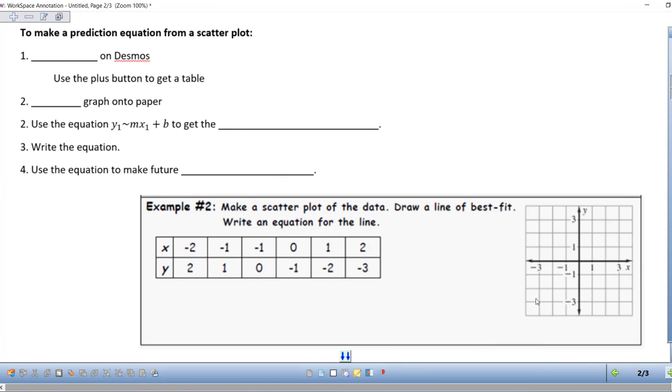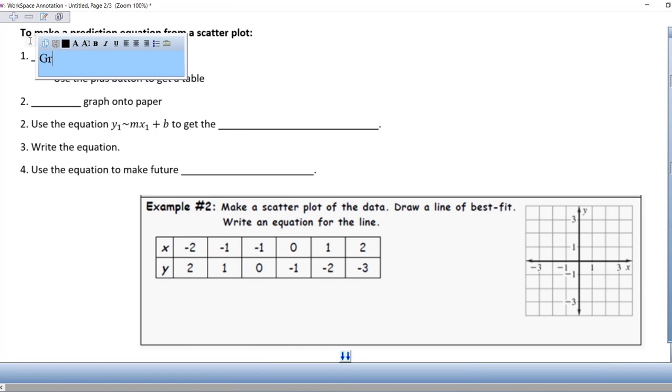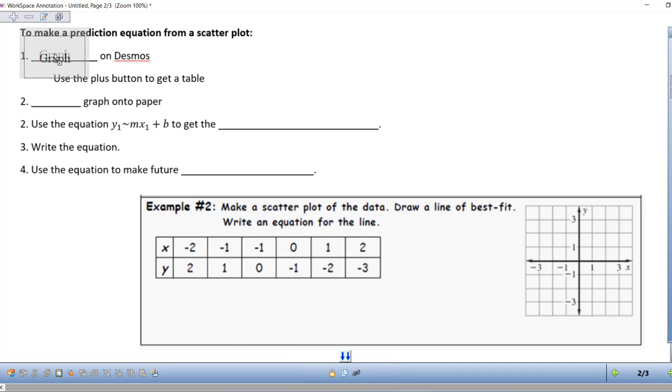Okay. Next, we need to know how to make a prediction equation from a scatter plot. And thankfully, Desmos is a great tool that will help us with this and make our lives a little bit easier. So the steps for getting this equation would first be to graph on Desmos. We can do that by using the plus button to get a table. I'll show you that in just a moment. After we graph it, then we would copy the graph onto our paper.